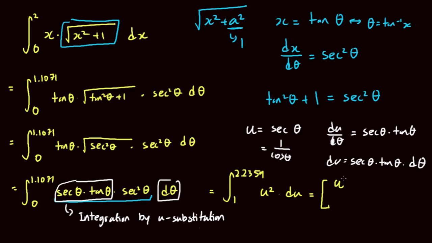So it's very simple. It becomes a very simple integration. So just u cubed over 3. Okay. Our limits are from 2.2359 and 1. So our final answer should be, hold up, yeah, 2.2359 cubed over 3 minus 1 cubed over 3. So our final answer should be 3.3926. Okay? So it's our final answer.